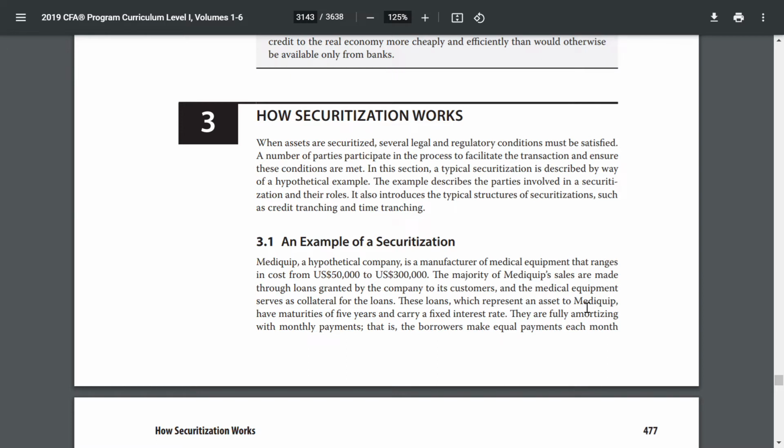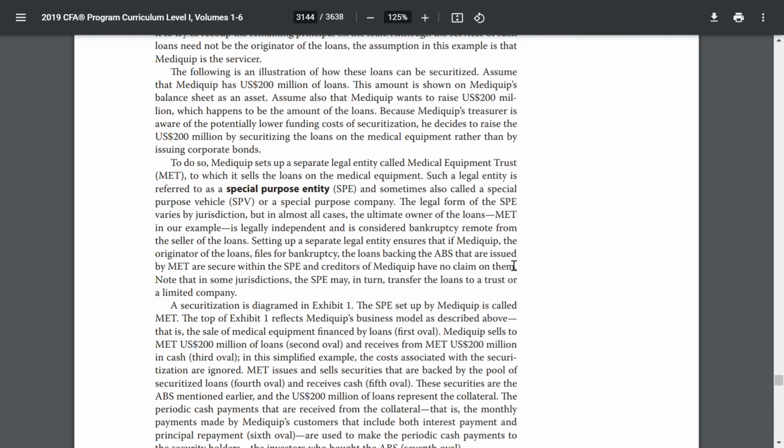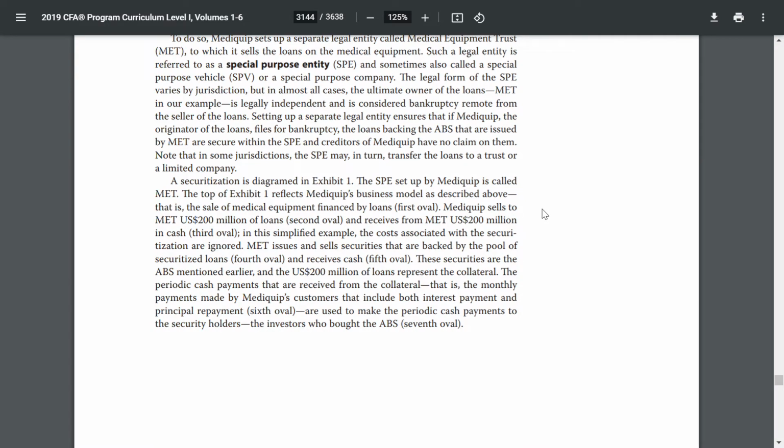Examples of securitization. So, okay, this is asset-backed securities, and an example is mortgage-backed securities. To do so, a special purpose entity, a legal entity that the title of the assets are placed under.